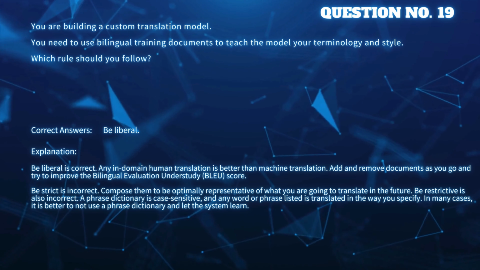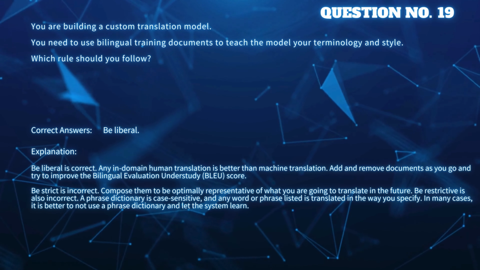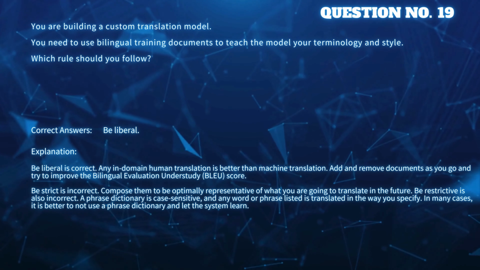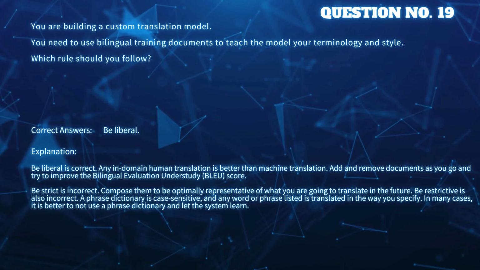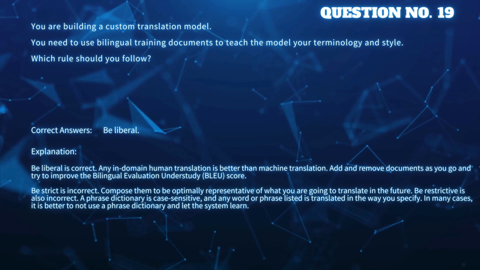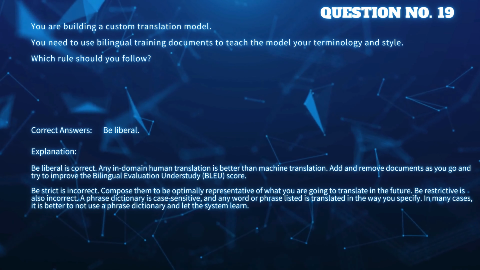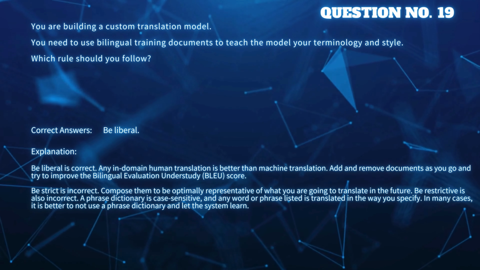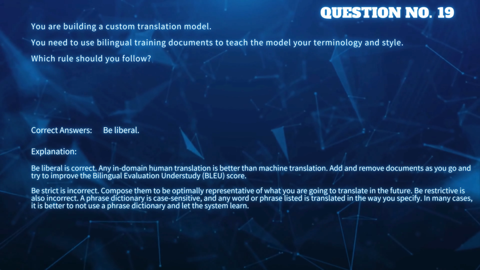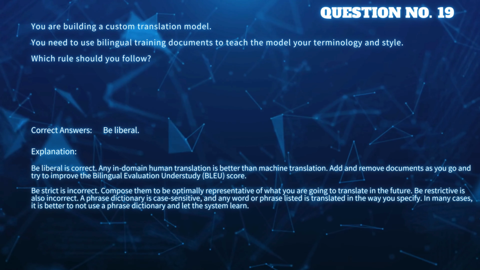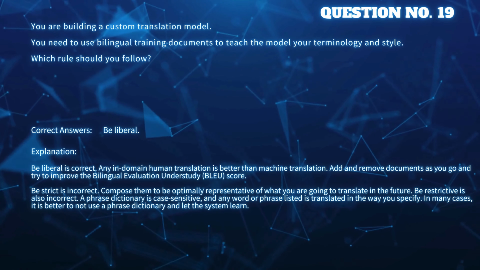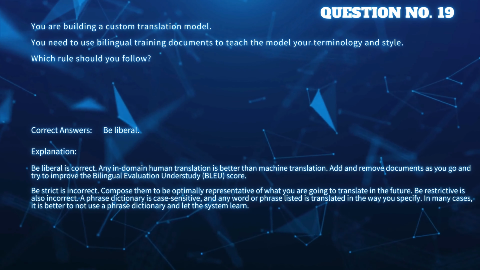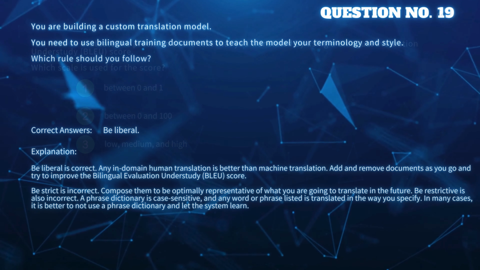Any in-domain human translation is better than machine translation. Add and remove documents as you go and try to improve the bilingual evaluation understudy (BLEU) score. Be strict is incorrect. Compose them to be optimally representative of what you are going to translate in the future. Be restrictive is also incorrect. A phrase dictionary is case-sensitive, and any word or phrase listed is translated in the way you specify. In many cases, it is better to not use a phrase dictionary and let the system learn.